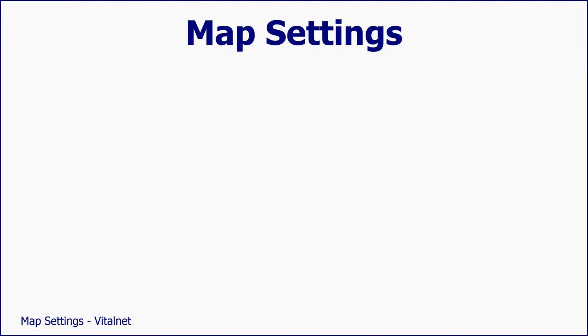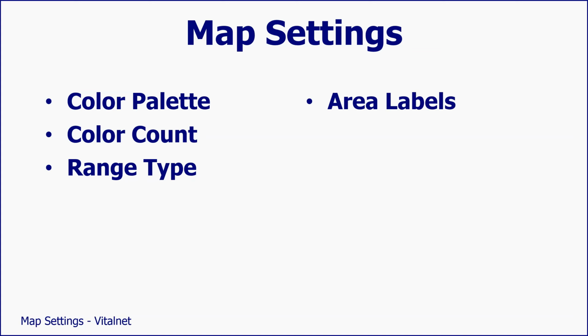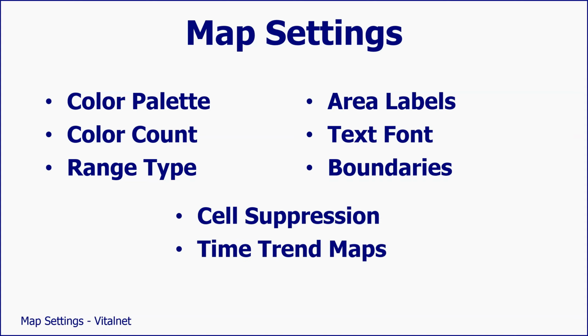Vitalnet includes 8 map settings. Color palette to use, color count such as 4 colors, range type such as natural breaks, area labels, whether to place area names on the map, font to use for text, boundaries to use such as region boundaries, cell suppression, do not display data for areas with low counts, and time trend maps, a map series.